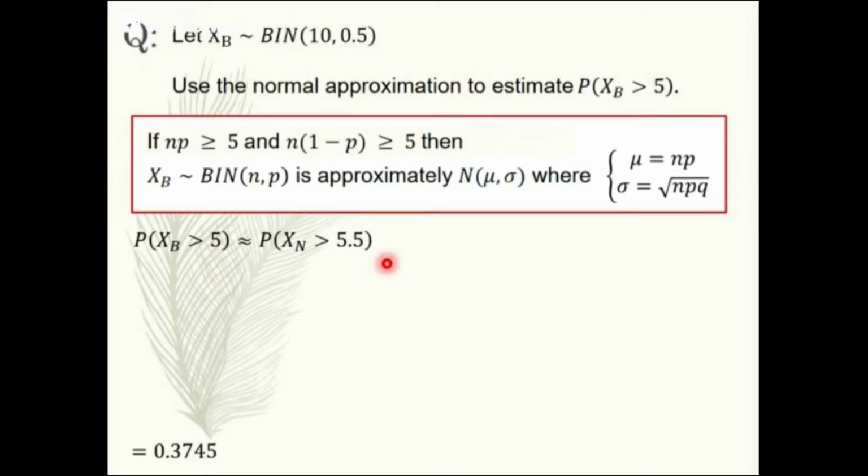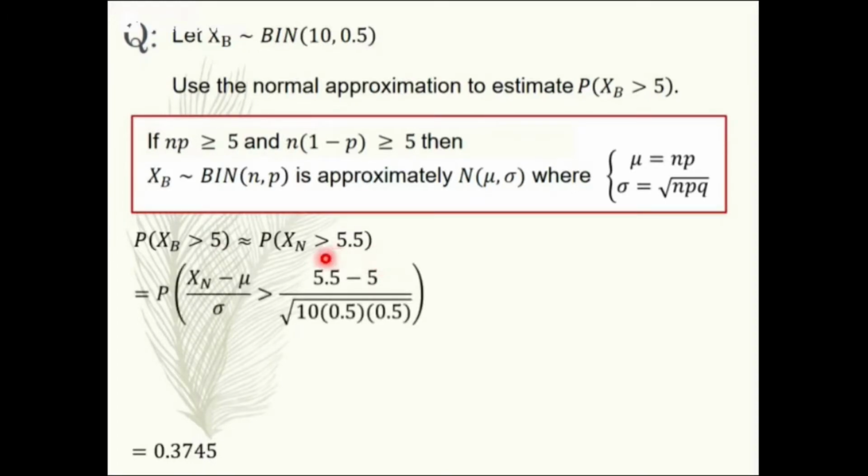And then, as I said earlier, you are going to standardize. So you're going to take this XN, subtract the mean and divide by the standard deviation to standardize. So in this case, the mean is 5. And remember, the mean for the normal is the same as the mean for the binomial. And you know the mean for the binomial is given by NP. So that is 10 times 0.5, which gives you positive 5. And then for the denominator, to get the standard deviation, it's the square root of NPQ. So that is simply this answer that you have here.